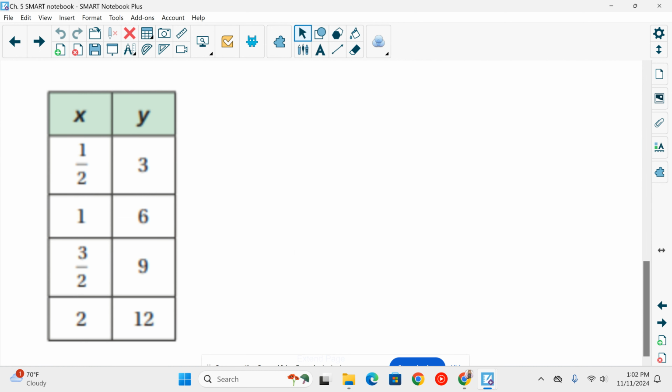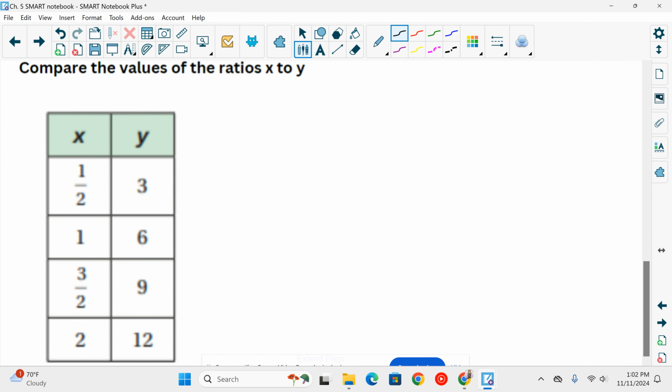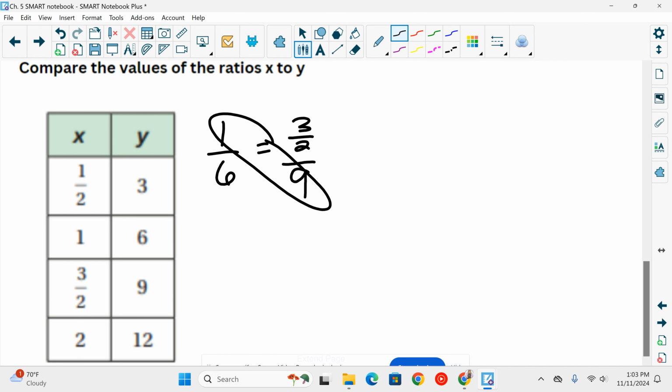Alright, so if I have 1 to 6 and 3/2 to 9, what am I going to cross multiply here? 1 times 9, which is 9, and 6 times 3/2, which is 9. Are those equivalent? Yes. So far it's still proportional.